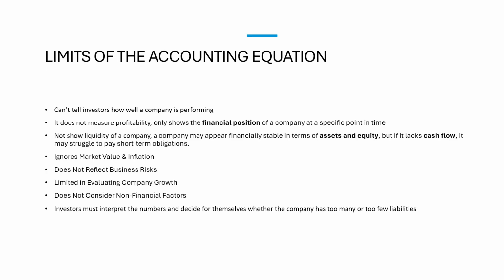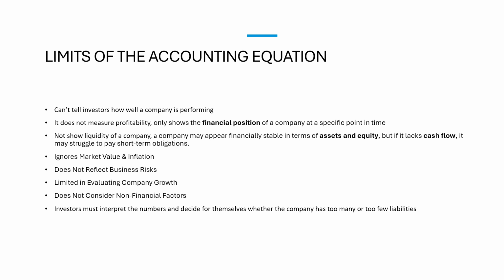There are also limits of the accounting equation. It ensures financial statements remain balanced, but just because the numbers align does not mean the company is in good financial health. The accounting equation cannot tell investors how well a company is performing. Investors must interpret the numbers and decide for themselves whether the company has too many or too few liabilities, enough assets, or perhaps too many assets, or whether its financing is sufficient to ensure its long-term growth.